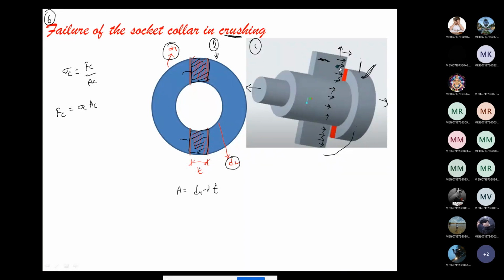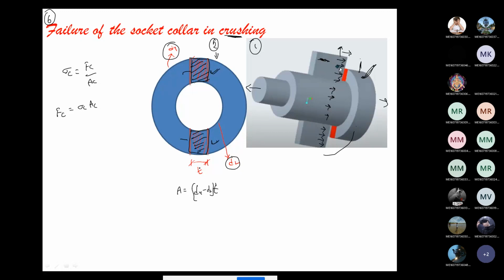d4 minus d2. This is the failure area. Are you getting how I'm writing the failure areas, right? Only this rectangle, the top rectangle and the bottom rectangle, I need. So this top rectangle and this bottom rectangle I need.